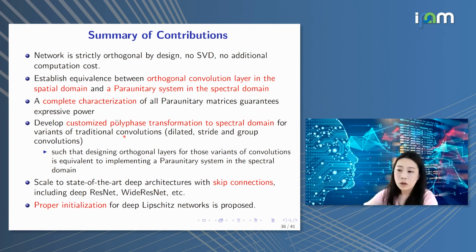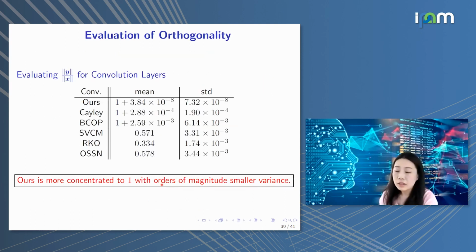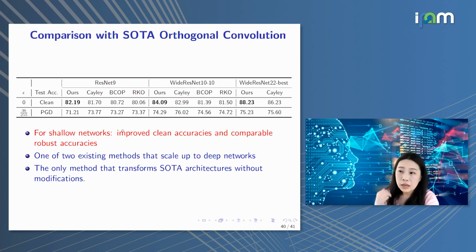Finally, we also did a bunch of implementation discussions to make it work in practice. As you can see, the results are really good. Our network can converge to Lipschitz 1 with orders of magnitude smaller variance compared with other methods. And we can also get very good results in terms of clean accuracy and robust accuracy, almost state of the art, without any need for adversarial training or other requirements.